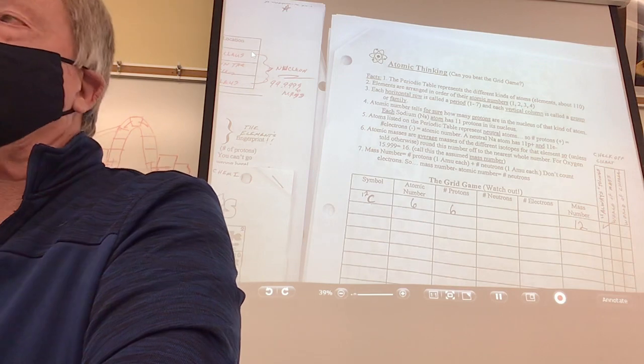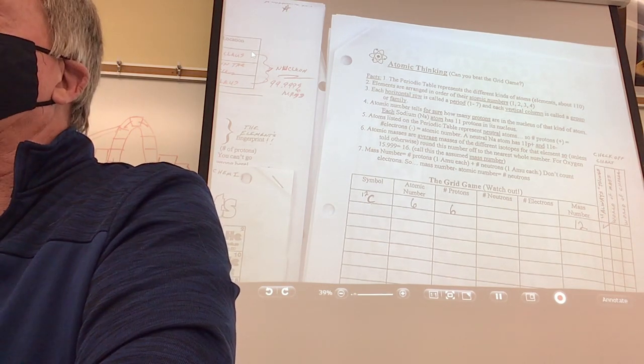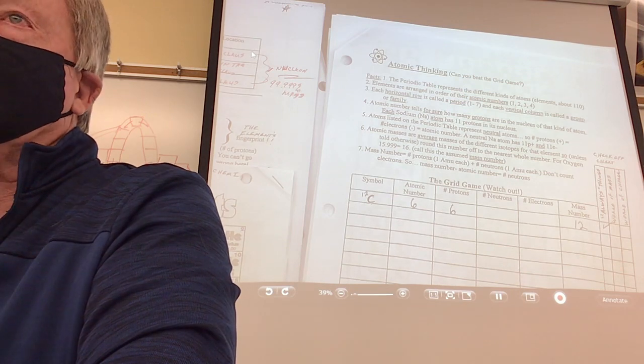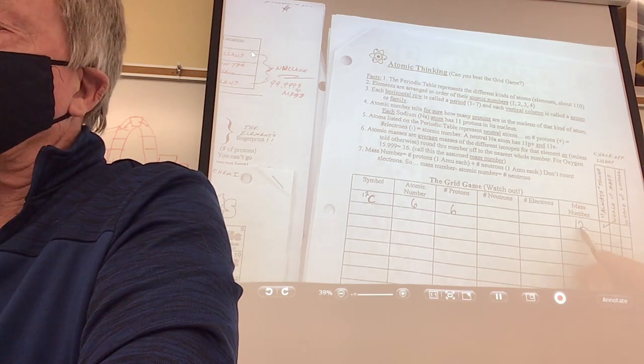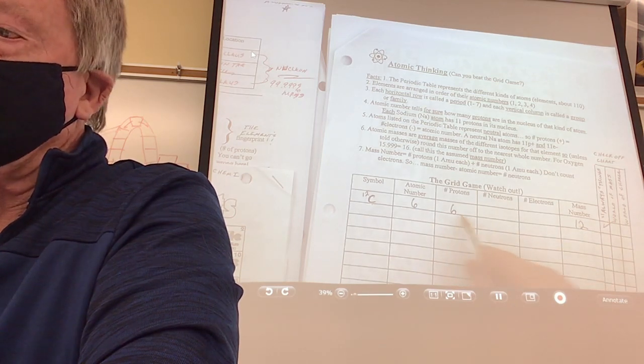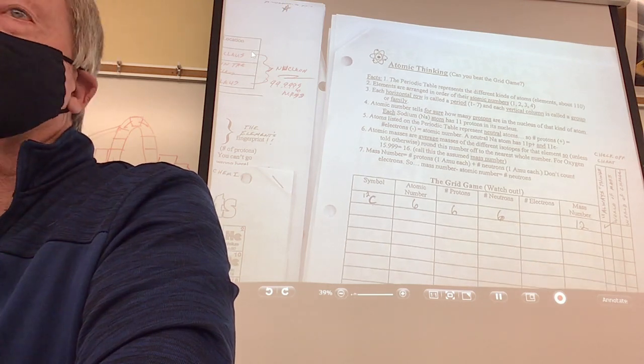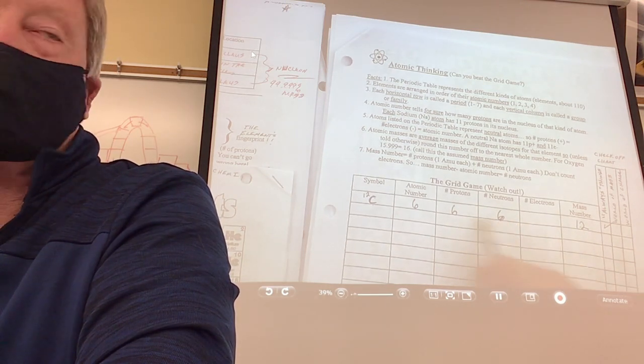Does every carbon atom have a mass of 12? No, that's why it's not an "always." This one has a mass of 12. That means there are 12 things in a nucleus, and 6 of them are protons. So guess what? It's just a coincidence that there had to be 6 neutrons. What's 6 plus 6?